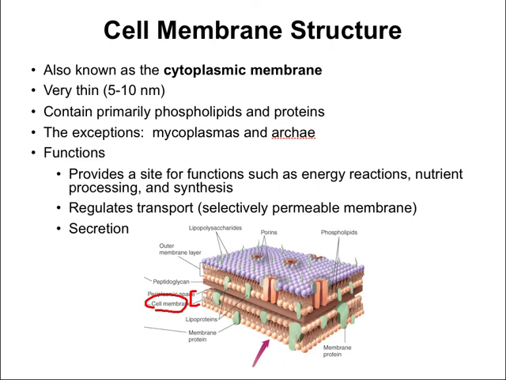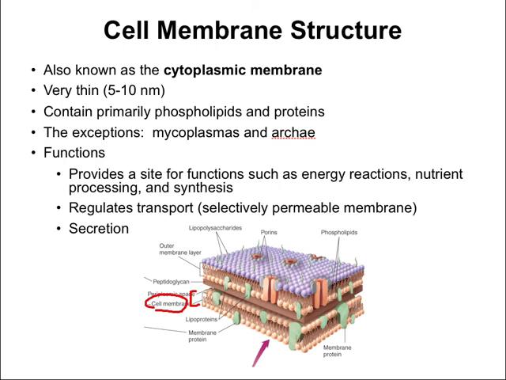The cell membrane also provides a site for functions such as energy reactions and nutrient processing and synthesis. Most enzymes of respiration and photosynthesis reside in the cell membrane because they have no mitochondria, so any of these reactions have to happen in the cell membrane. We'll also find enzymes that help synthesize the macromolecules that are embedded in the membrane.